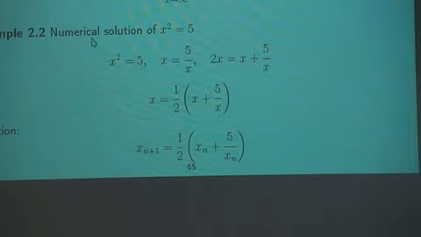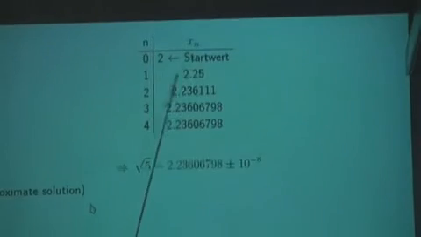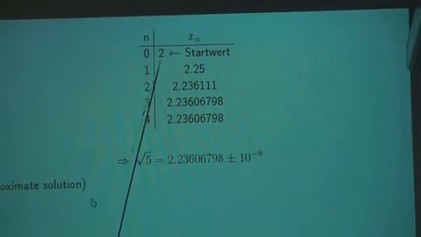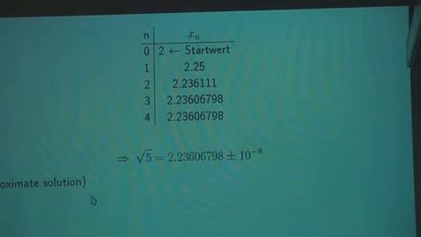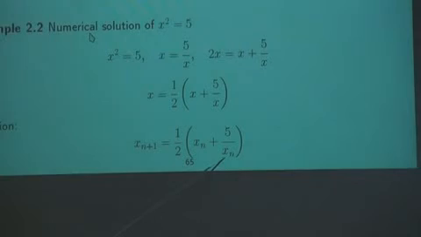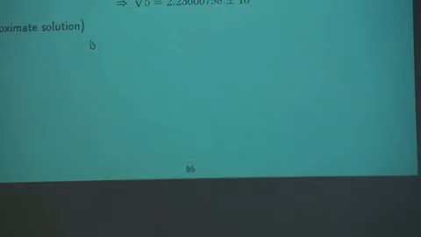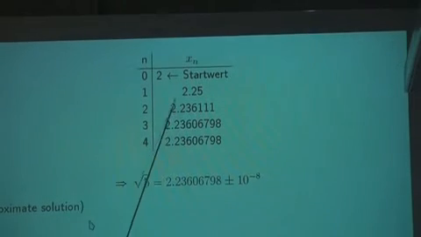But we can just use it now. Let me see, what did we do? Oh, look, we used as a starting value not 5, we used 2. We put 2 into our equation. And then we get, what do we get? 5 over 2, which is 2.5, plus 2 is 4.5, divided by 2 is 2.25. You see, that's what we get as the next value.